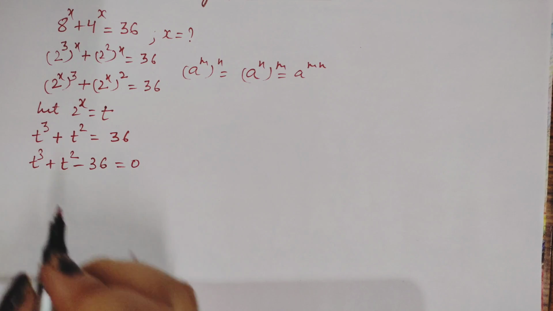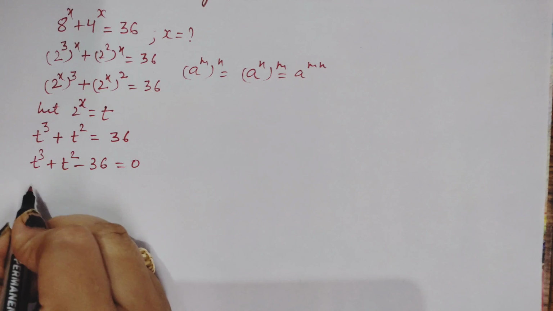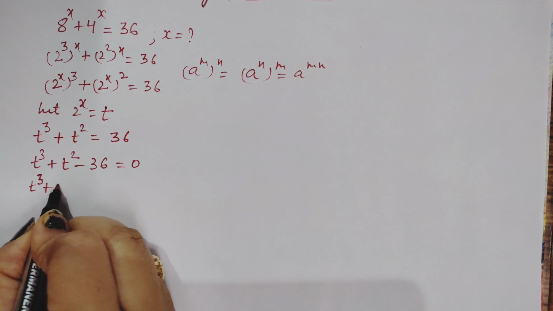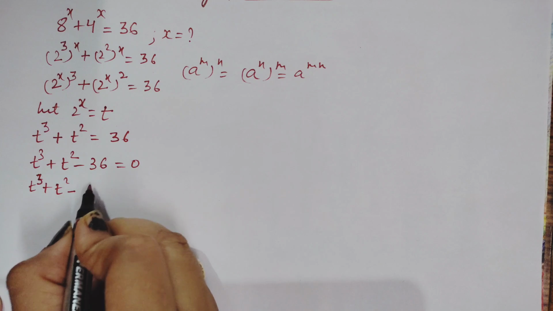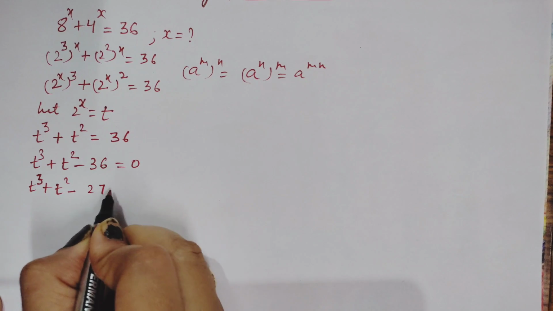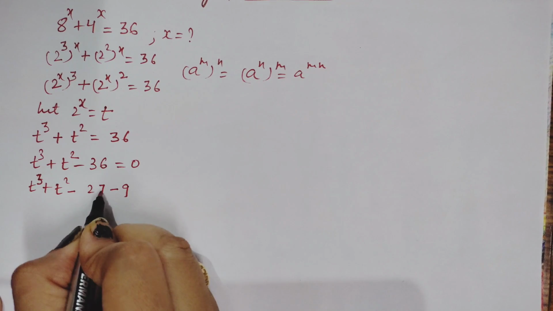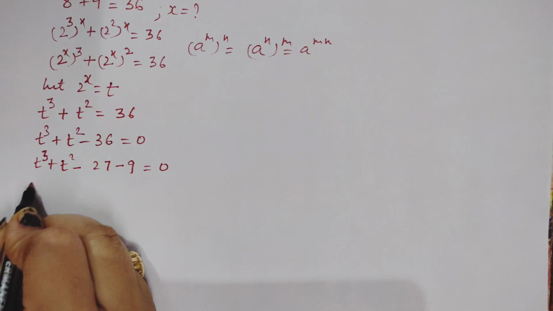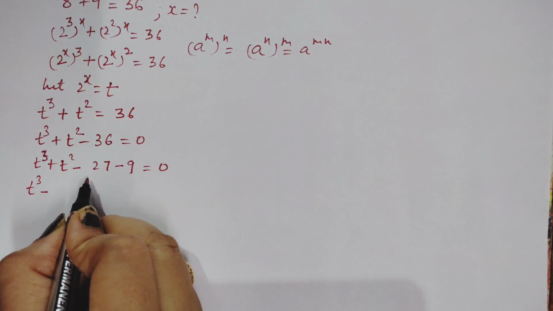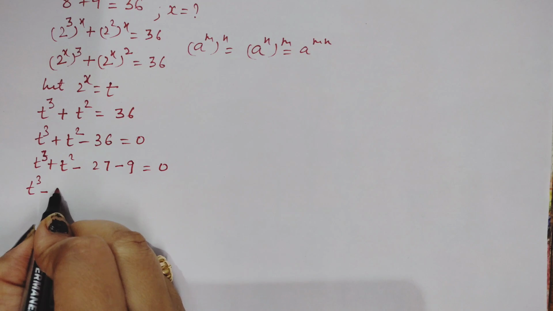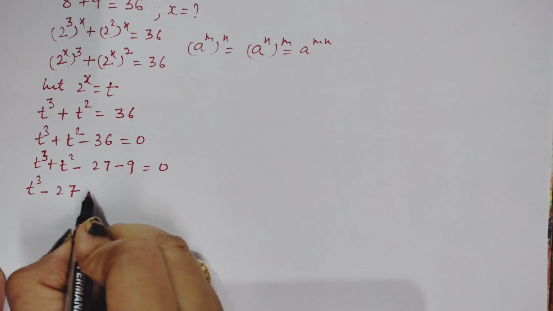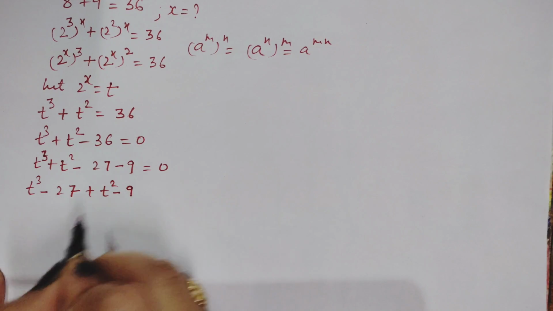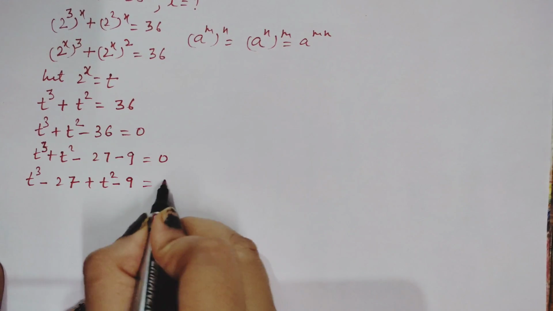Now we will split this minus 36 into the sum of two numbers. So it is t cube and t square minus 36. We will write 27 minus 9, because minus 27 minus 9 is minus 36, equal to 0. Now this t cube is as it is and this 27 we will write here with t cube, and this t square and minus 9 is as it is, equal to 0.